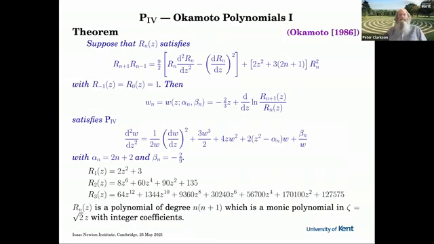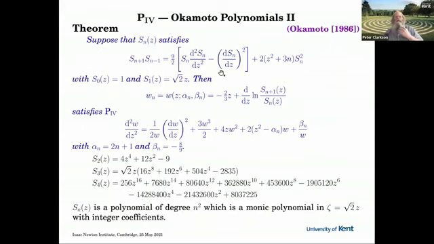Okamoto wrote down a second set using a slightly different recurrence relation. And again, it's minus 2/3 z plus this logarithmic derivative. And now these are polynomials of degree n squared. So these give you two sets of these equations.